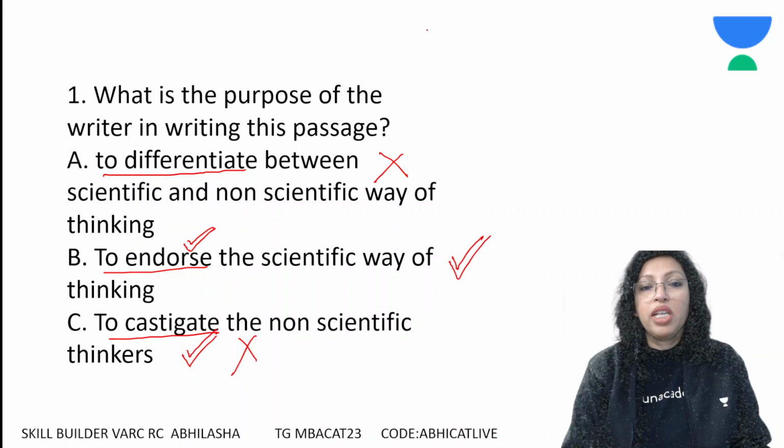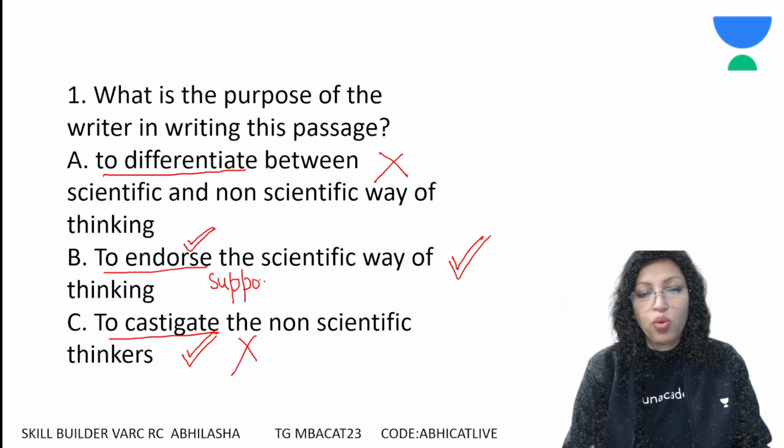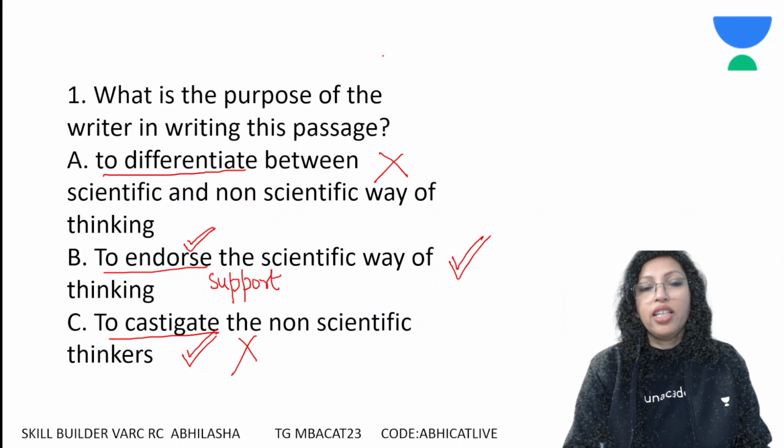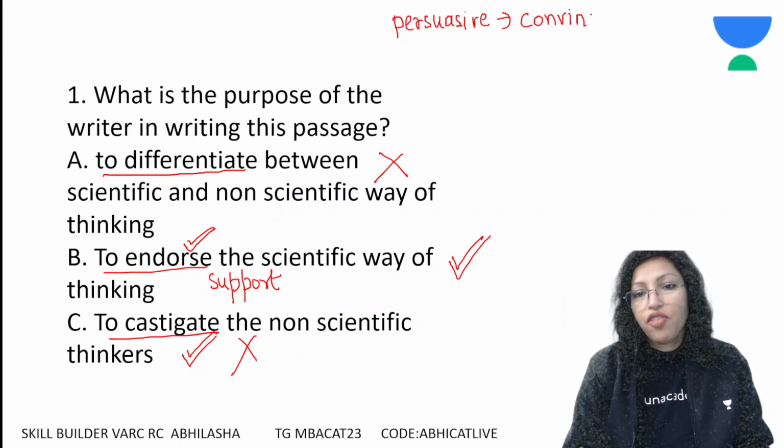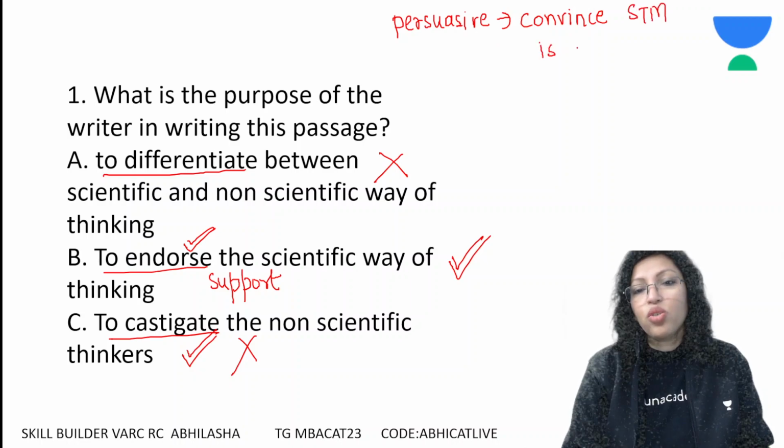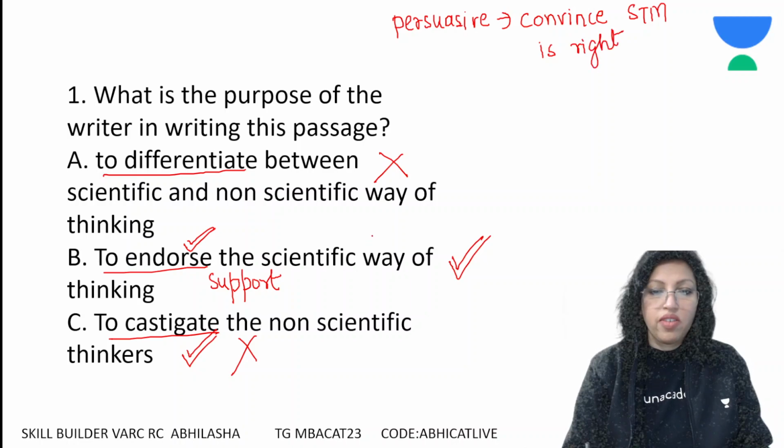To endorse means to support, okay, to persuade the reader. Now if you read this article, it is mostly persuasive in nature, right? Why is it persuasive in nature? Because it is trying to convince you that the scientific way of thinking or STM is the right way. Okay? Convince you that STM is the right way and therefore very persuasive in nature.